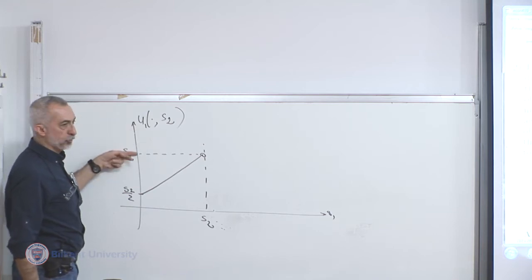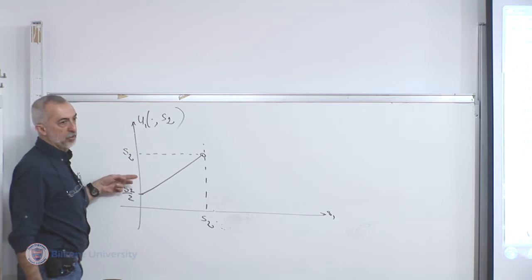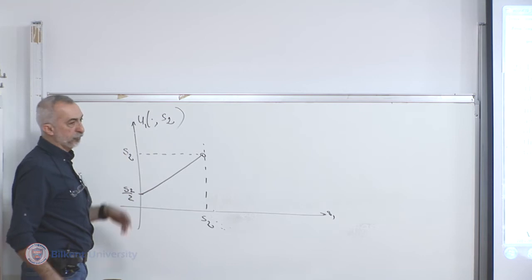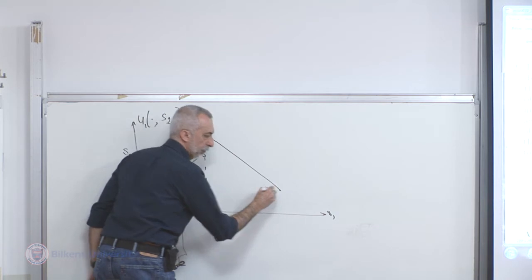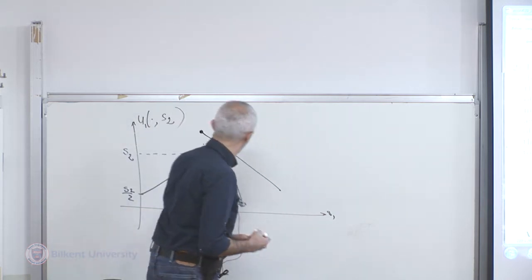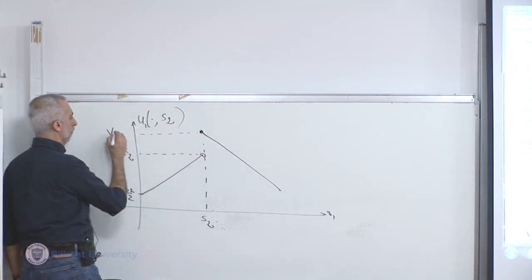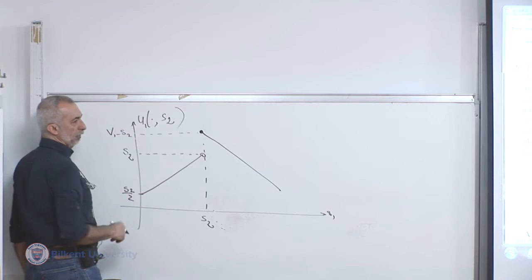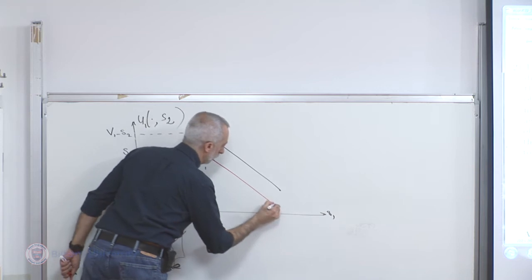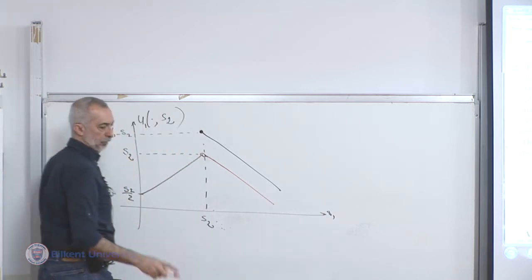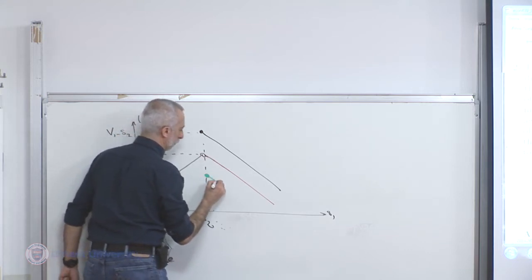Is it equal to S2? Is it less than S2? Which means that maybe we should have more than one picture because all of them are possible. So we could have a picture like this. By the way, this point is V1 minus S2. It could be like this, okay, or it could be like this.